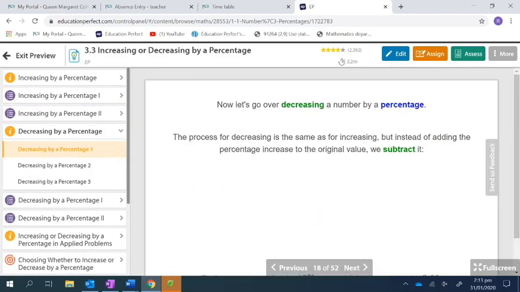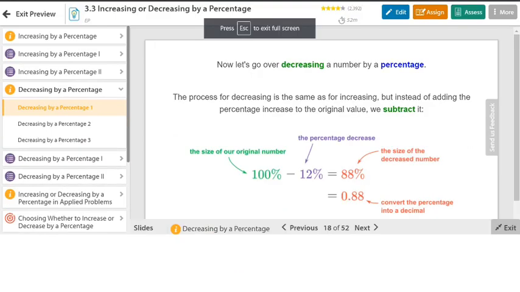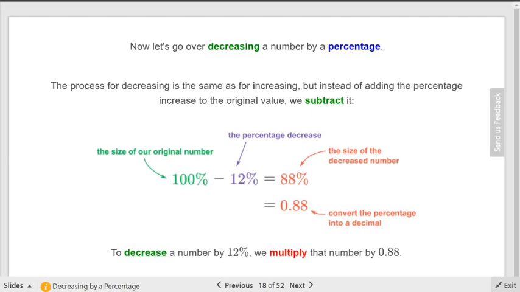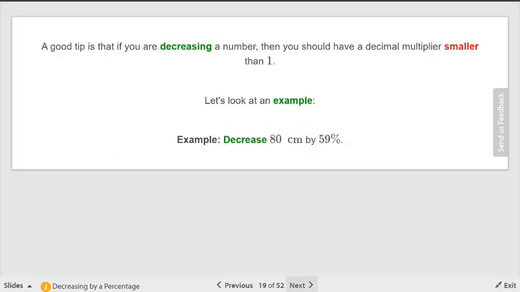Let's look at a few decreasing ones. Decreasing just means that instead of adding the new percent, I'm going to subtract it. So there's no difference except for that one operation. What we're going to do is look at an example. So here you go. We're going to do this together. We always do the first one together. Everything is the same except you're now subtracting.